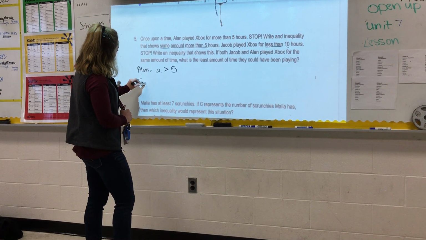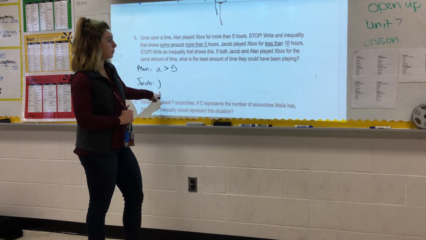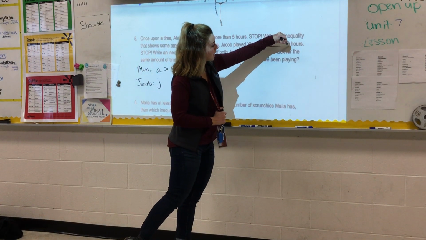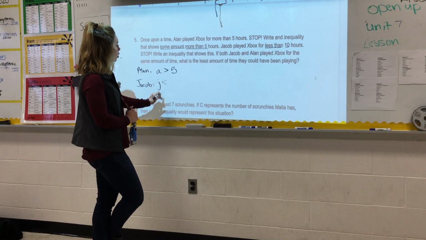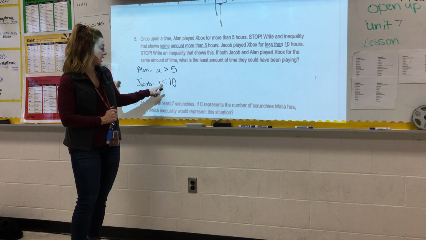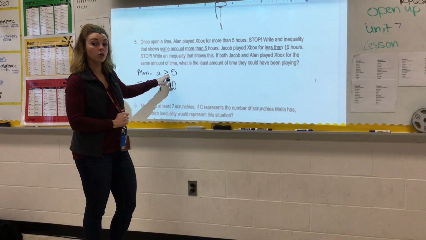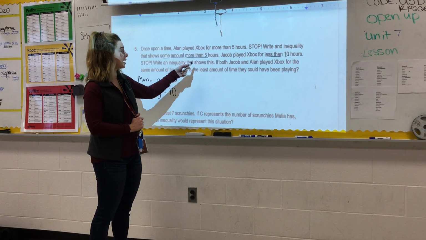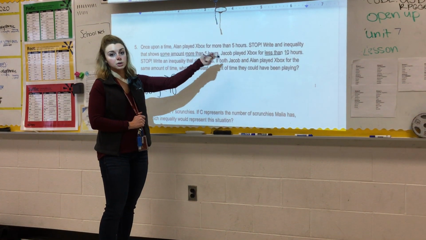Now we're going to do Jacob's. So J will be my variable. J is less than 10 hours. So I know that J is something smaller than 10. So I have J is less than 10. The reason that it is not greater than or equal to or less than or equal to is because the problem says more than and less than rather than more than or equal to or less than or equal to.